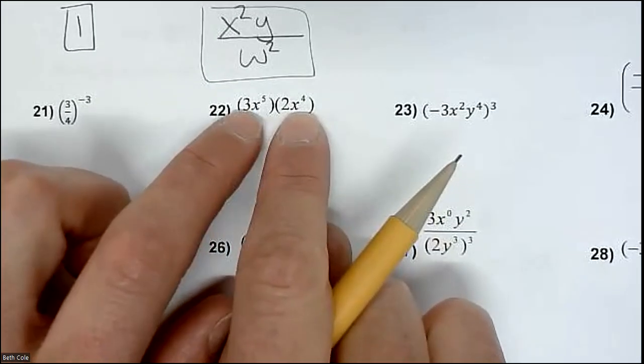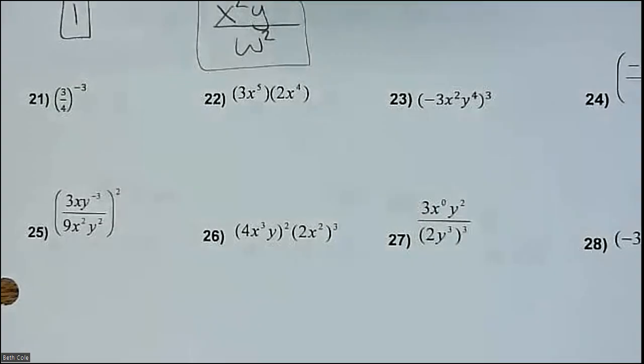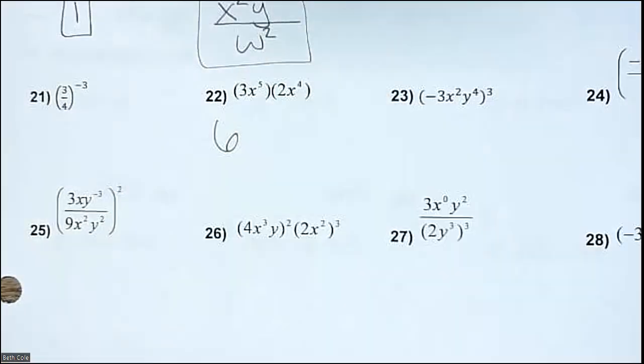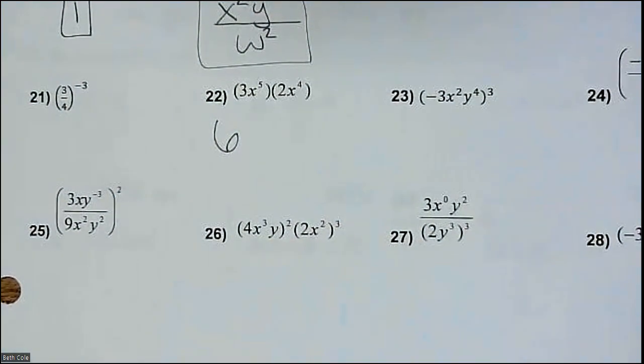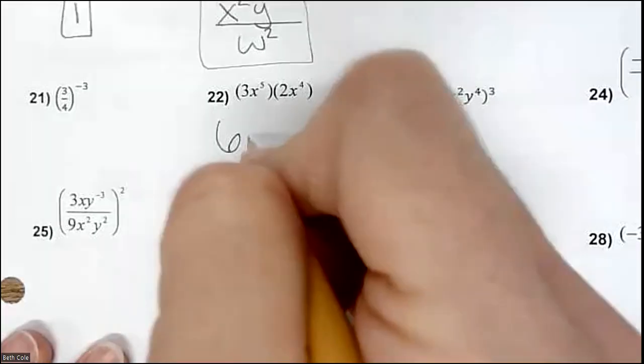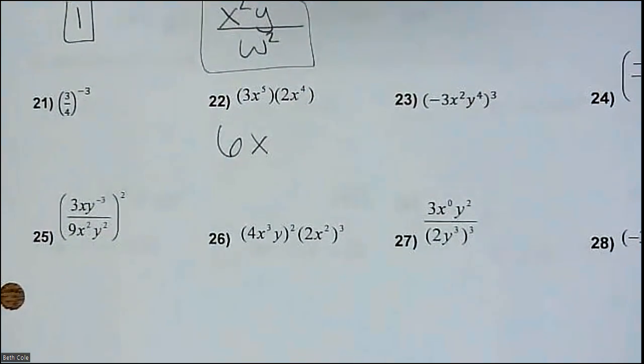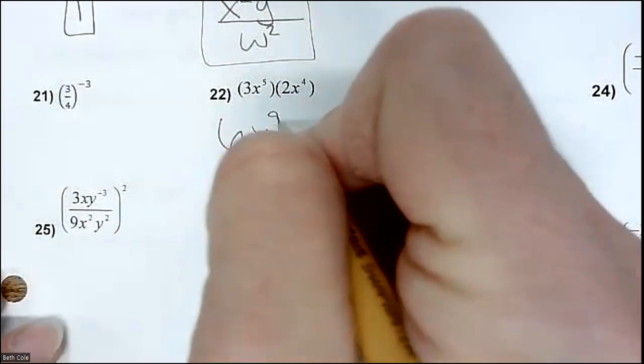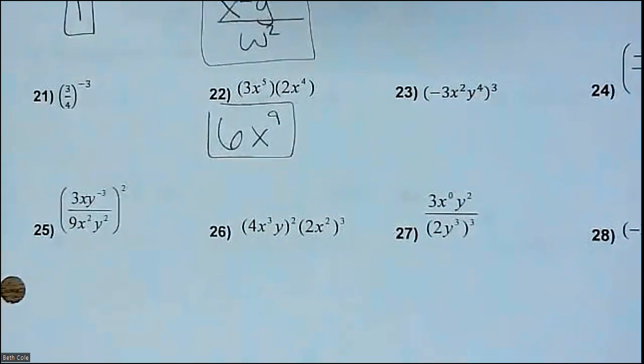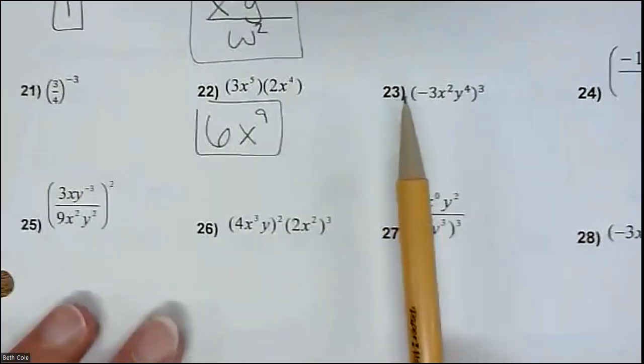We are multiplying. So 3 times 2 is 6. Just multiply them together. Now, what's the rule for the exponents? When you're multiplying, you add. So put an x, and then you just have to do 5 plus 4, which is 9. Good. So let's look at 23.